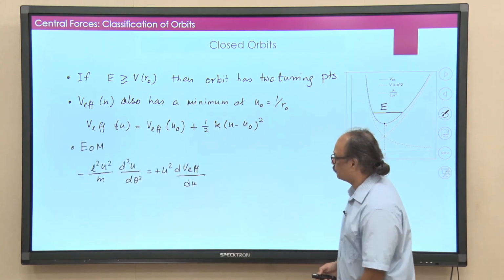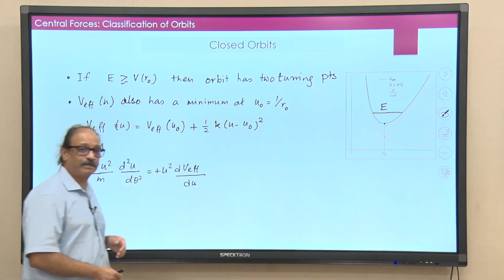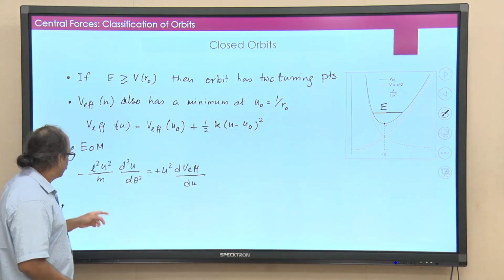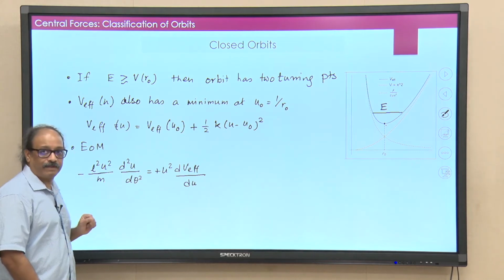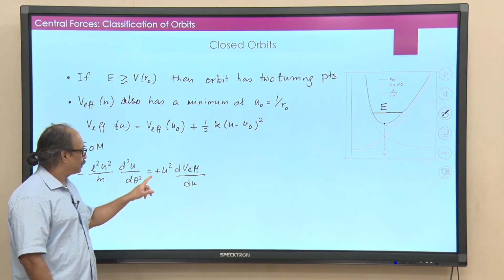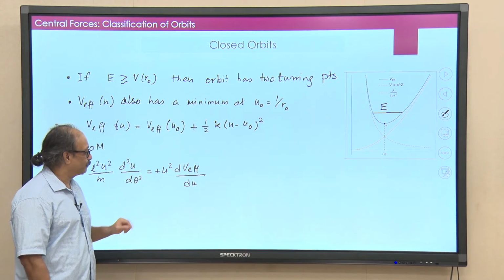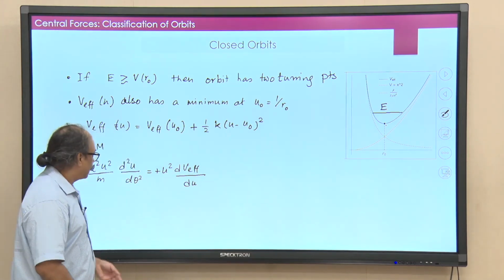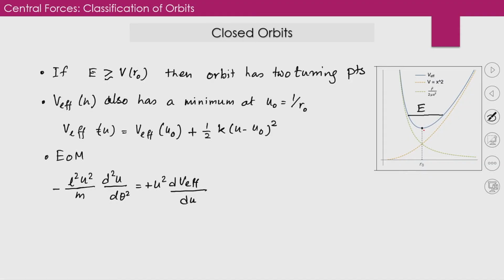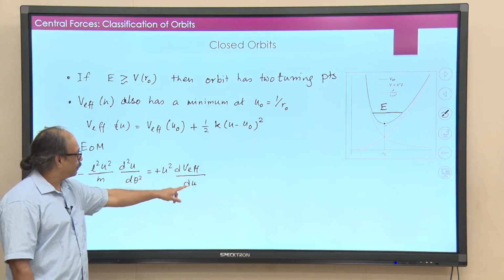If I look at the equation of motion, when I was deriving the differential equation for the orbit, I had minus L square u square by m into the second derivative of u with respect to theta, and that was equal to u square into the derivative of V effective with respect to u. I will ask you to cross check this. Remember, we have written the same equation in terms of r. Now, what is the derivative of V effective with respect to u?